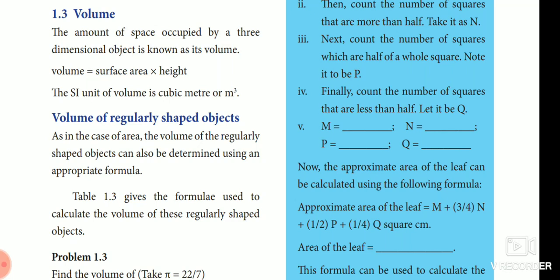Today's class we will see about volume. What is known as volume? First we study what is known as volume. The amount of space occupied by a three-dimensional object.